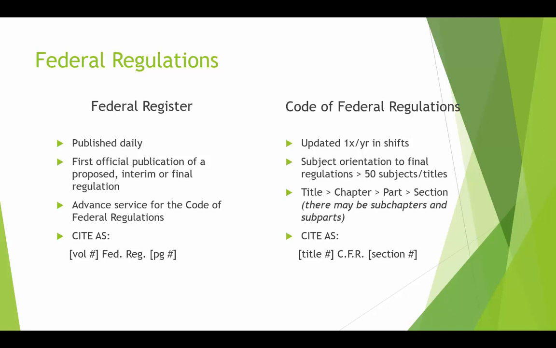The final resting place of a final rule is the Code of Federal Regulations, and that is organized according to 50 subject titles. And I'm giving you an example on the screen of how you cite to both the Federal Register and the Code of Federal Regulations. Now, you'll often see the Federal Register shortened to FR, but the Blue Book citation requires FED period, REG period, bookmarked by the volume number and the page number.